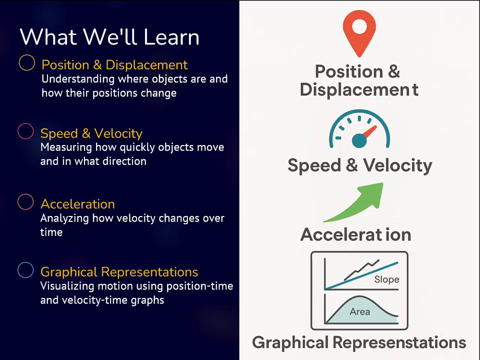Speed and velocity. We'll look into how quickly an object moves and whether direction plays a role in that. Acceleration. We'll see what happens when an object speeds up, slows down, or changes direction. Graphical representations. Finally, we'll interpret motion by looking at graphs, which let us visualize changes over time.